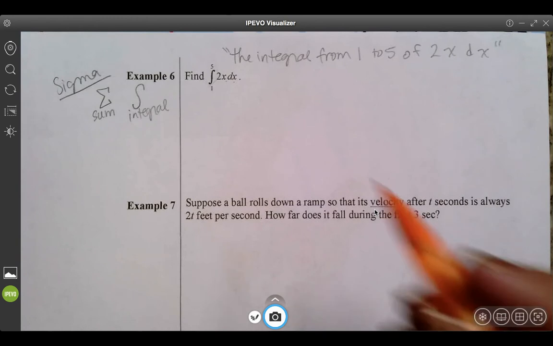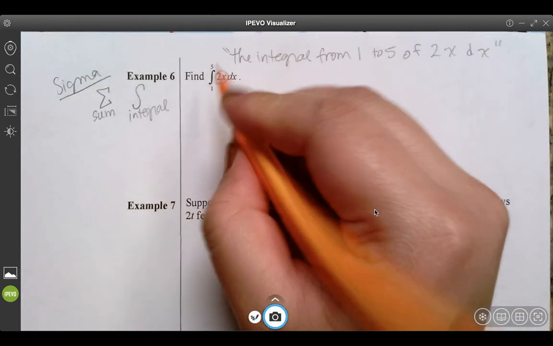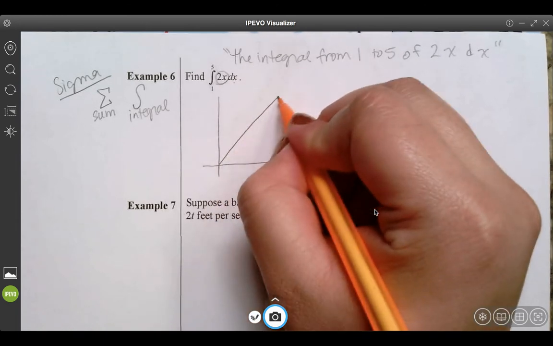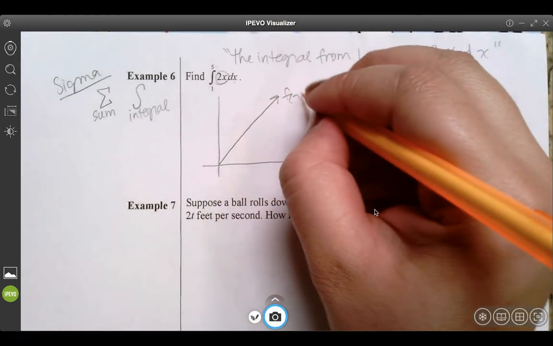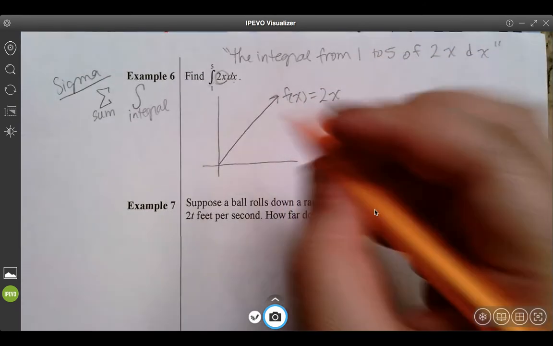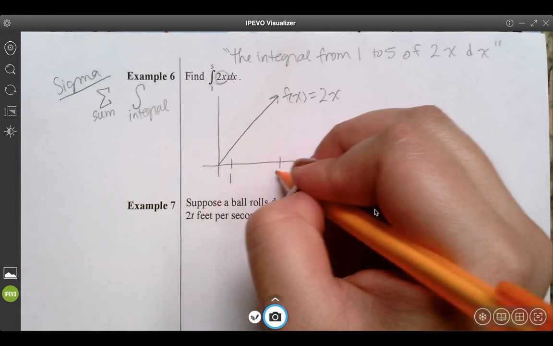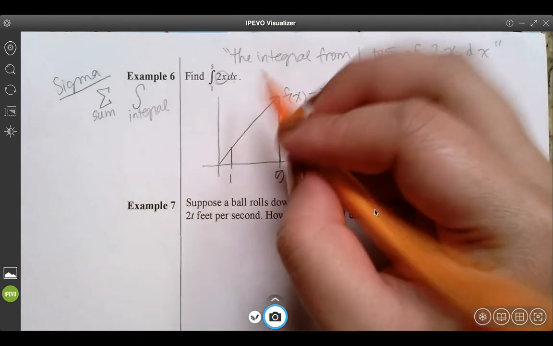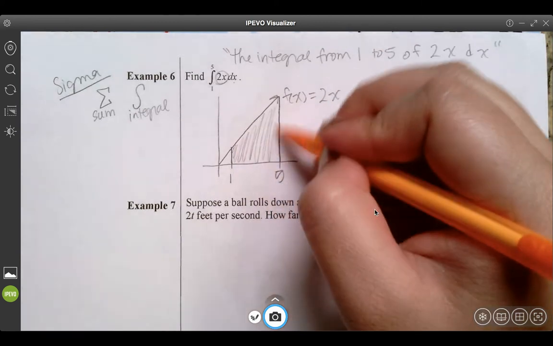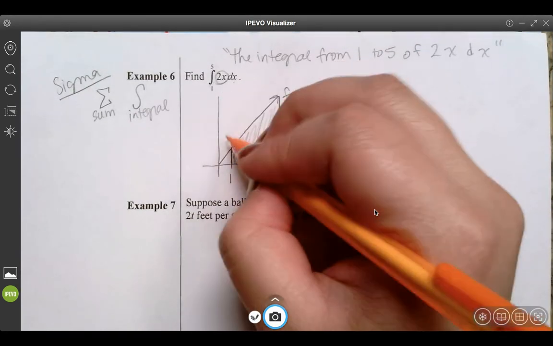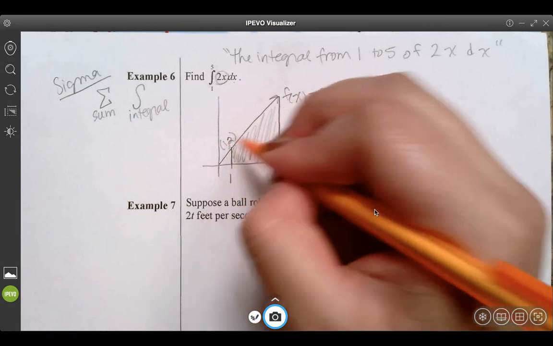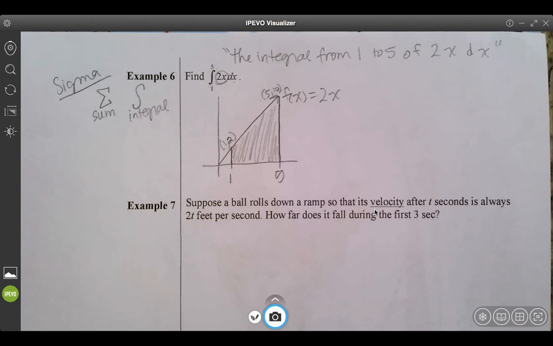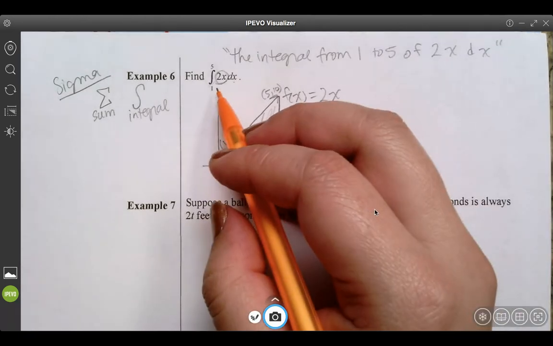So what does this mean? Well, it means that we need to graph 2x. So 2x plus 0 goes through the origin. This is f of x equals 2x. And we want to graph it from 1 to 5. And I want to calculate the area under this curve. So f of 1 times 2 is 2. F of 5 times 2 is 10. And now we have all of the information we need in order to calculate this integral.